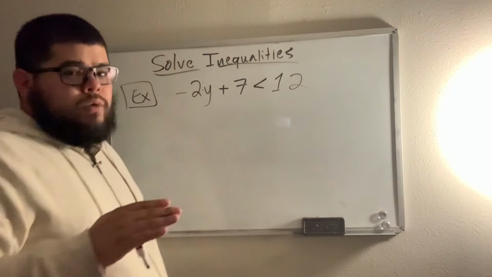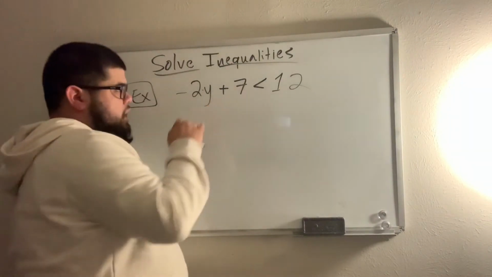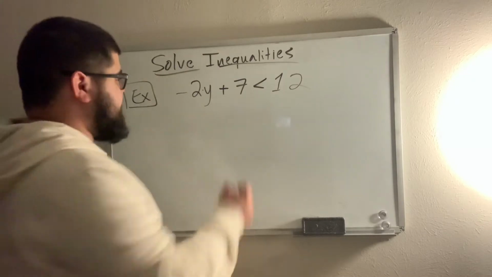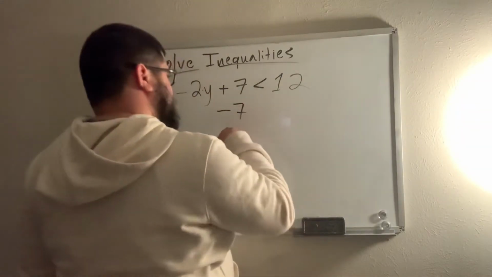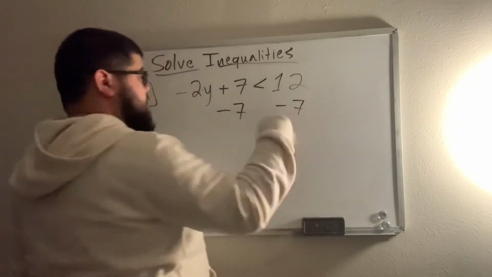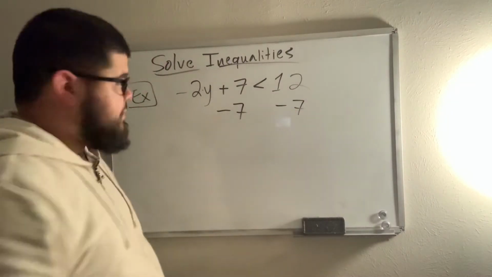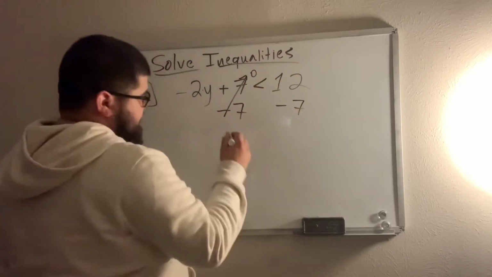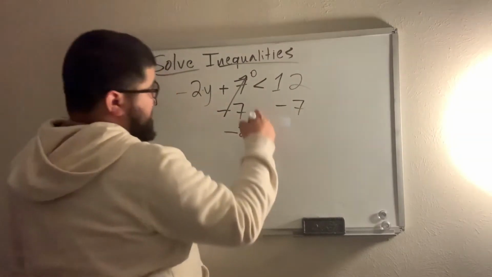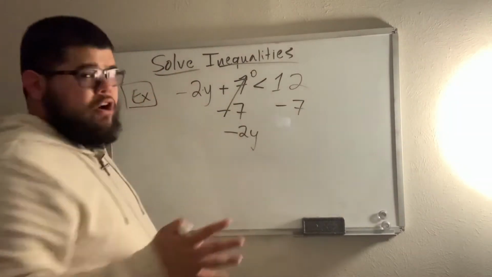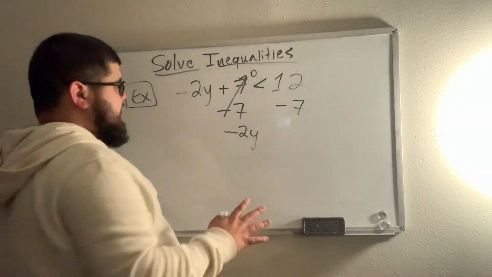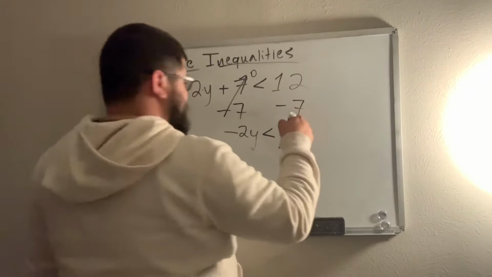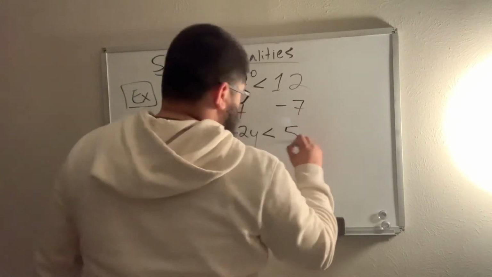Now, we see that we're adding 7 to the variable. What's the opposite of adding 7? Subtracting 7. So we're going to subtract 7 from the left, which means we also have to subtract it from the right. Okay? 7 minus 7, cross out to be 0. Negative 2y comes down. Did we multiply or divide by a negative? No, not yet. Right? So that symbol is going to stay the same for right now. 12 minus 7, we get 5.